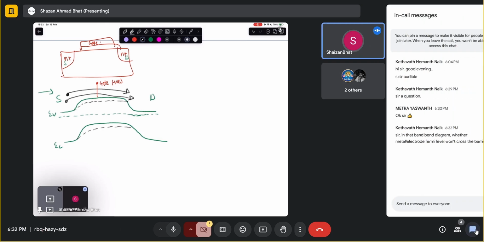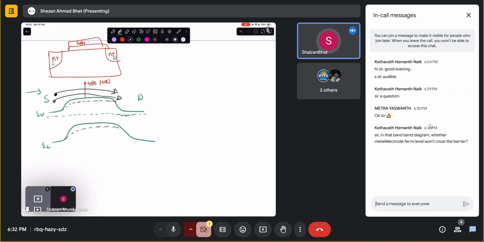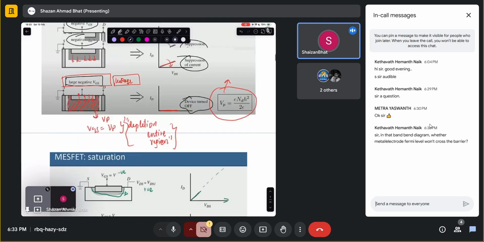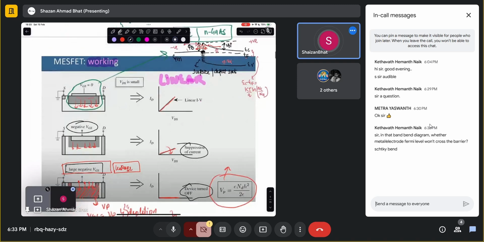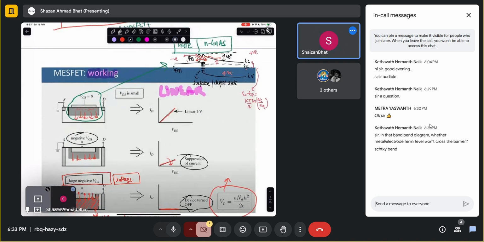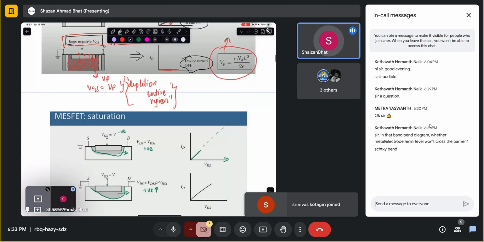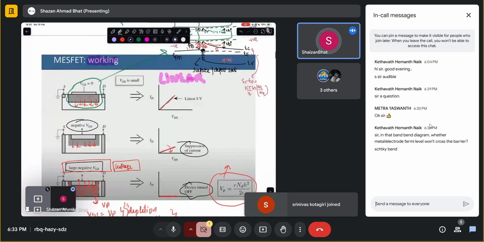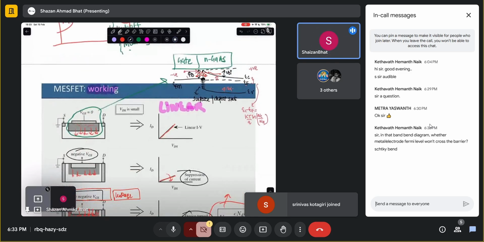What is the question? So in that band diagram, whether the metal electrode Fermi level won't cross the barrier. Which band diagram? Which diagram are you talking about? Are you talking about the band diagram of a Schottky barrier? Yes, sir, Schottky barrier.